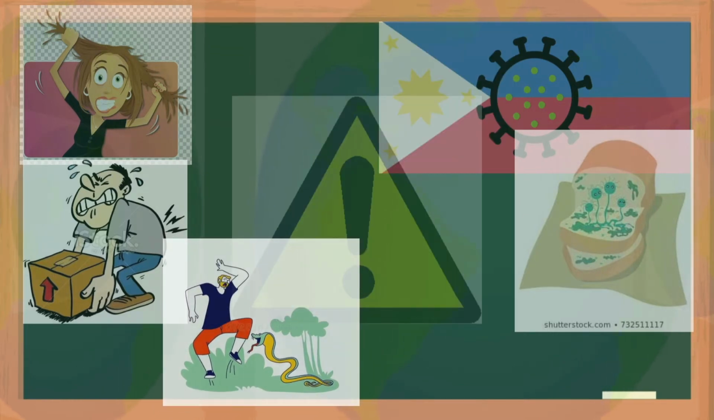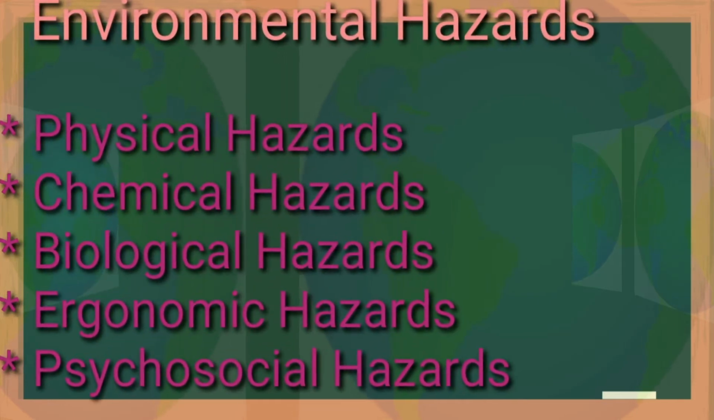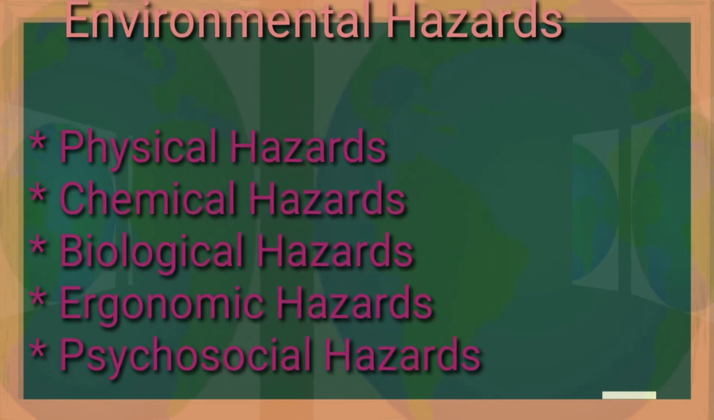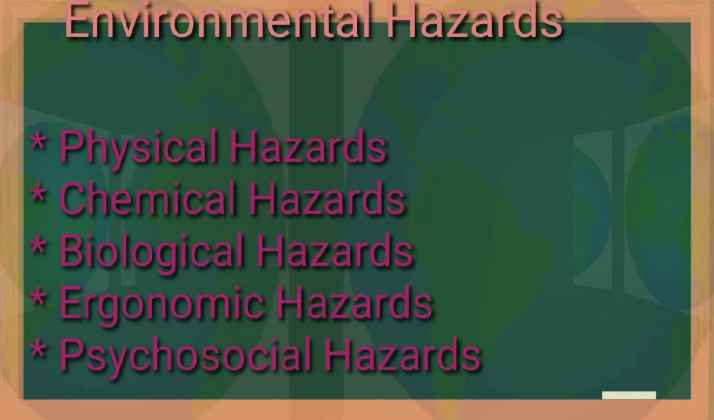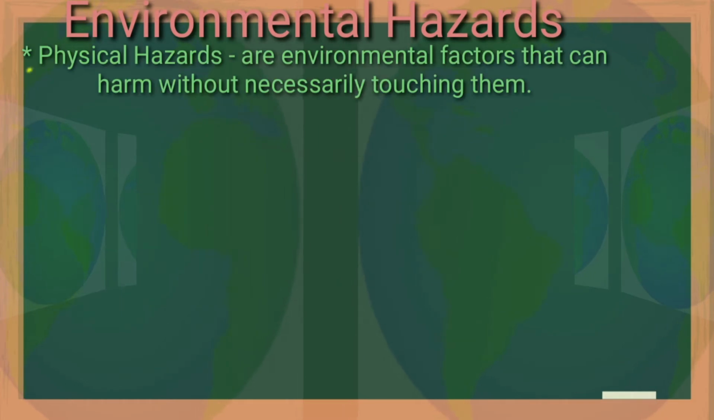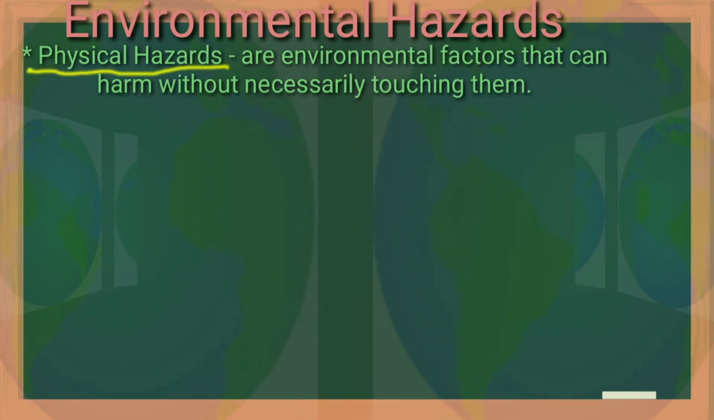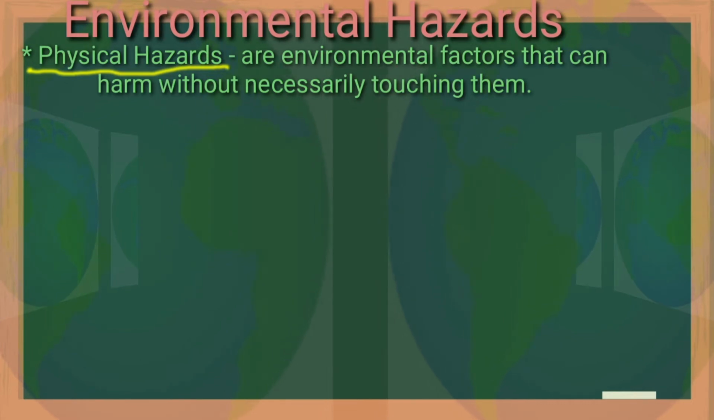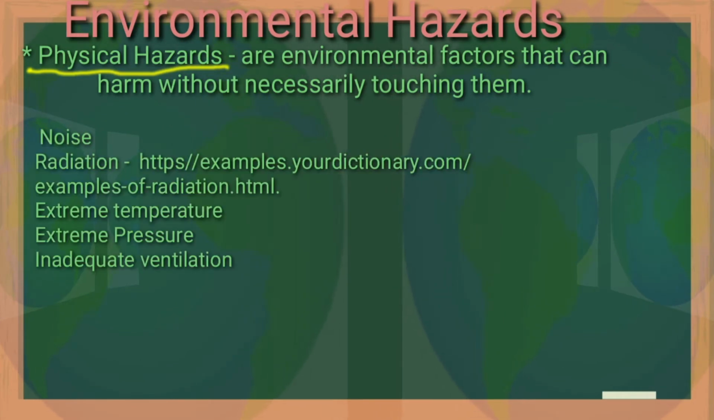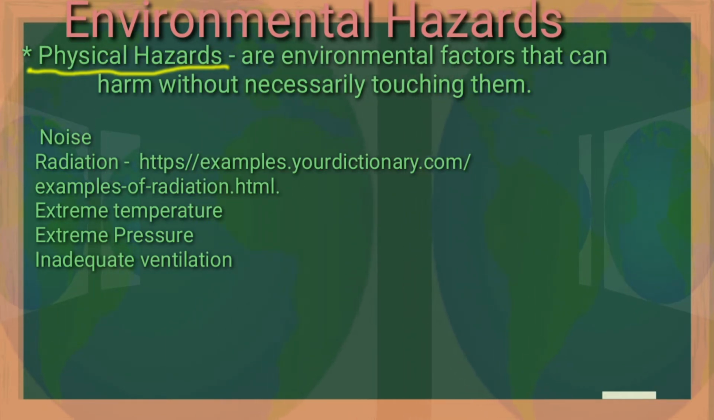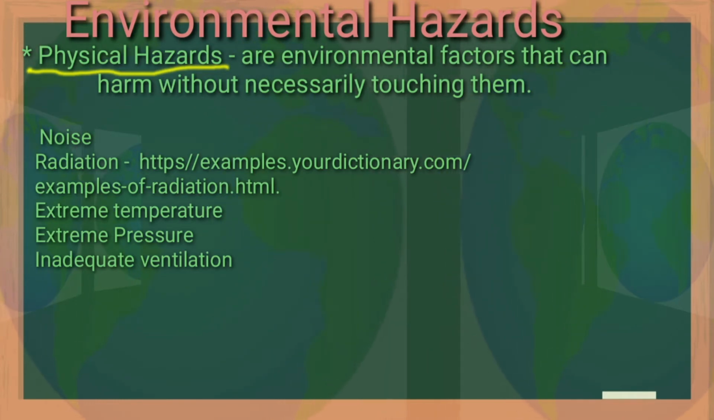So, let us now classify environmental hazard. It is classified in 5 basic classifications. We have the categories of physical, chemical, biological, ergonomic, and psychosocial hazards. In this category, the factors that can harm employees are those not necessarily touching the hazard. Below are the examples of physical hazard. We have noise, radiation, extreme temperature, extreme pressure, and inadequate ventilation.